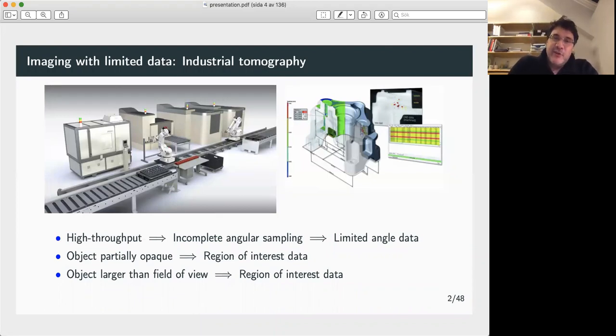For example, in industrial usages, you typically have a conveyor belt or something like that, where objects are passing by with a fairly high speed. And for that reason, you don't have the time or the facilities to gather the necessary data that you would like to. So this typically leads to what is called limited angle data. That means that you're radiating from not sufficiently many directions or not evenly distributed directions around the object. The objects may also be large or partially opaque, which leads to what we call region of interest data.